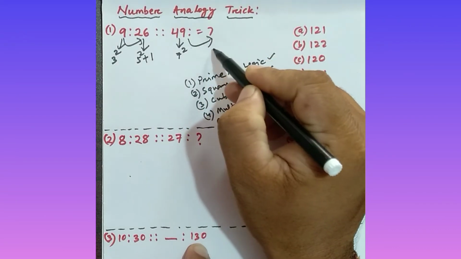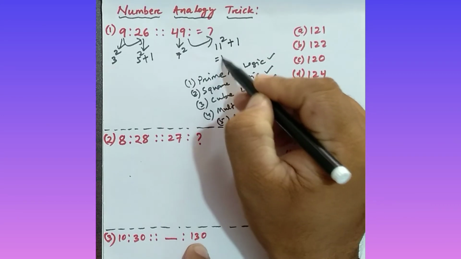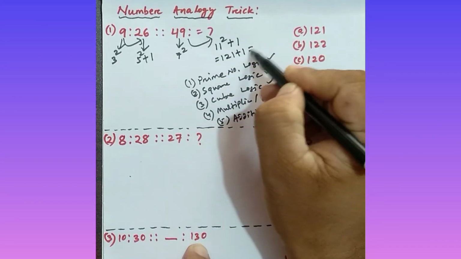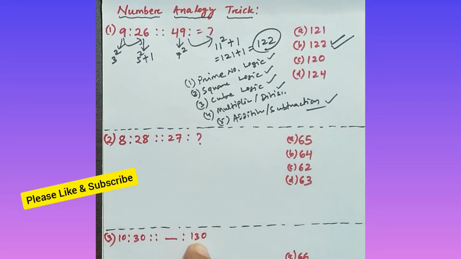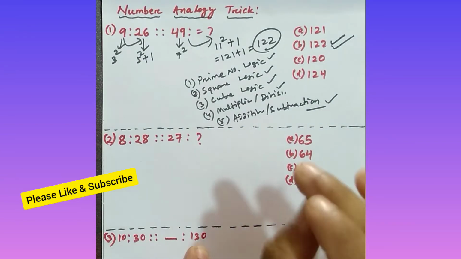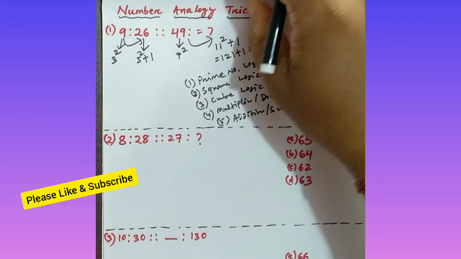What will be the logic over here? Obviously we can say that this is 11 square plus 1. 11 square is what? 121 plus 1. So what is that? 122. So 122 is your answer, right? Okay, so this is the prime number logic being applied here. Okay, look at the next question.